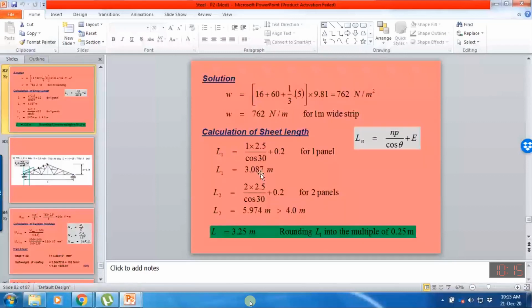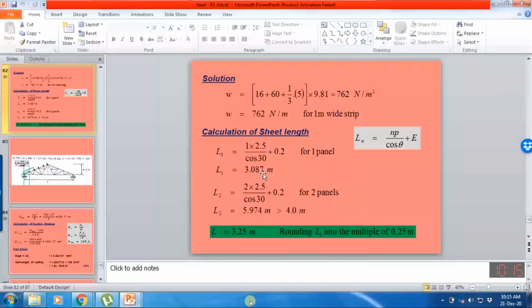So you can divide this by 300. For example, if I divide this value 3087 by 300, 300 millimeter is this spacing. So I'm getting the answer 10.29. So if you divide this value, 3087 millimeter, by 300 millimeter, which is the spacing of the ordinary bolt to connect the side lap along the length, the answer is coming out to be 10.29.